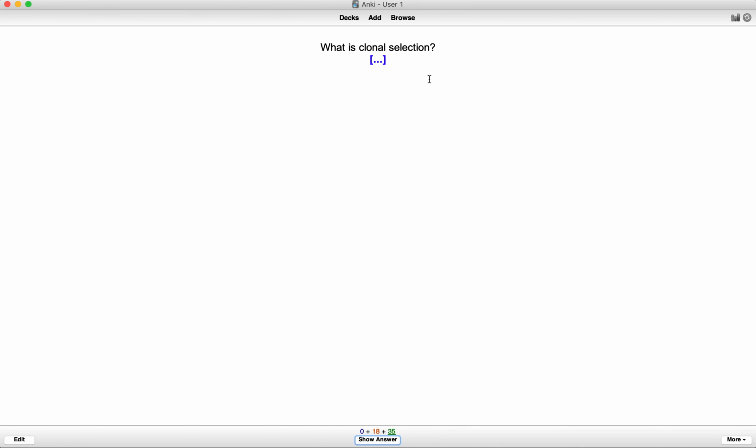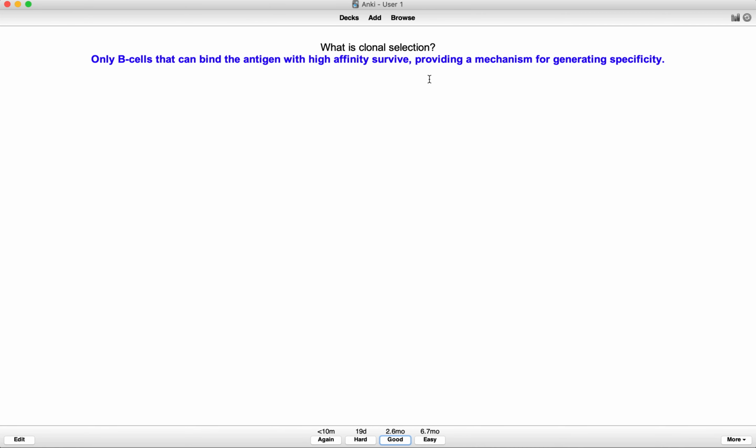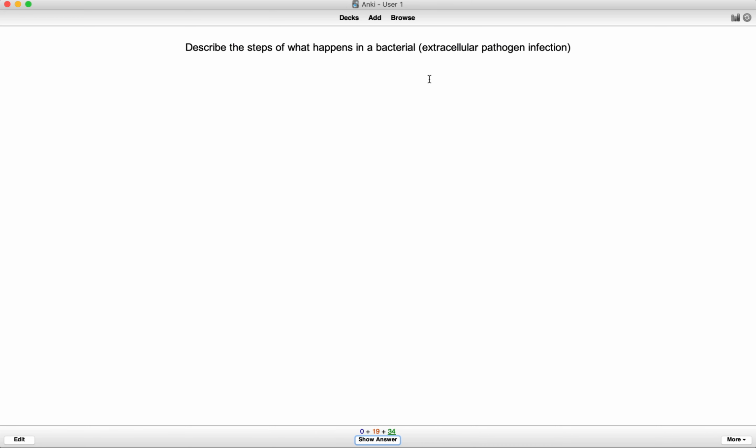What is clonal selection? Only B cells that can bind to the antigen with high affinity survive, providing a mechanism for generating specificity.